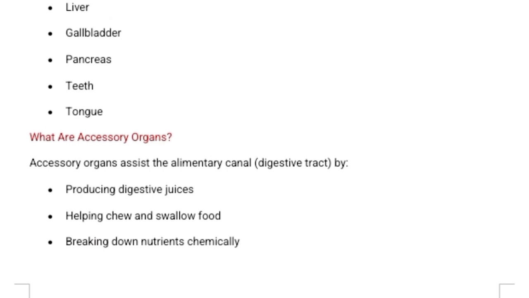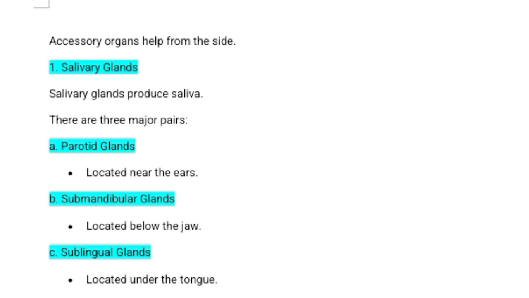What are accessory organs? Accessory organs assist the alimentary canal, the digestive tract, by producing digestive juices, helping chew and swallow food, and breaking down nutrients chemically. Accessory organs help from the side. 1. Salivary glands. Salivary glands produce saliva. There are three major pairs. A. Parotid glands, located near the ears.